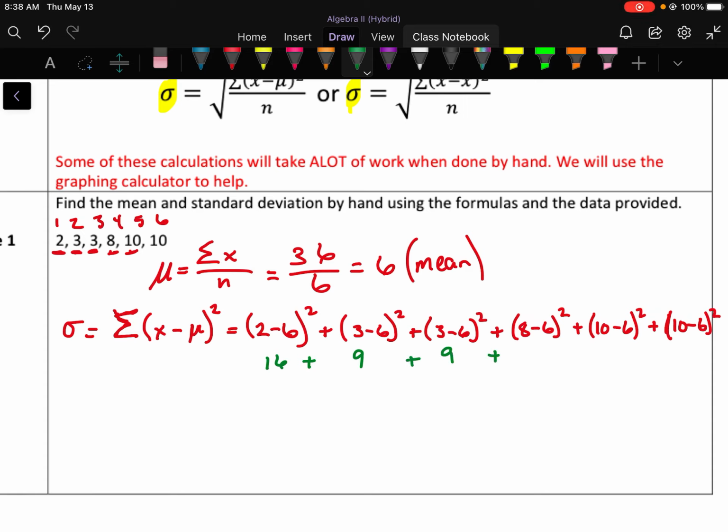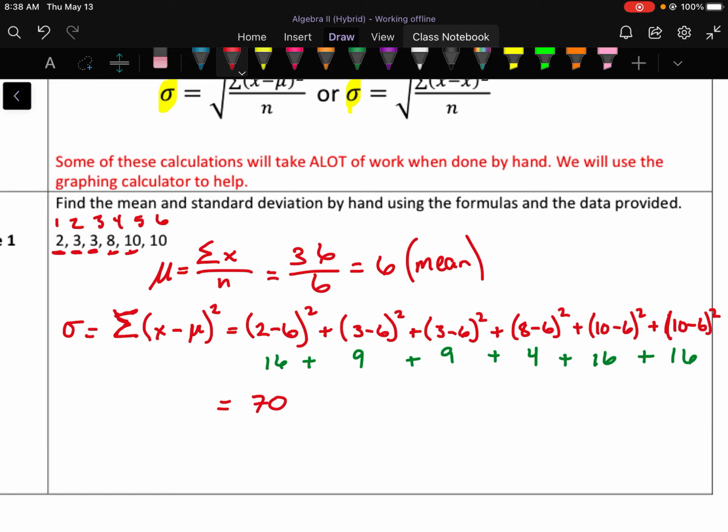8 minus 6 is 2. 2 squared is 4. 10 minus 6 is 4. 4 squared is 16. And then we get another 16 here. So you add all these up, and we end up with 16, 25, 34, 38, 54, 70. So we end up with 70. And you can also use a calculator for that too.